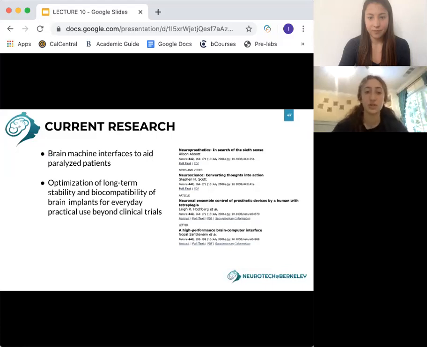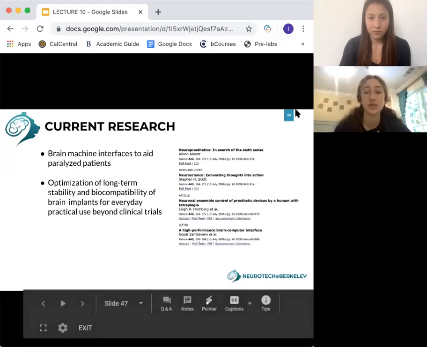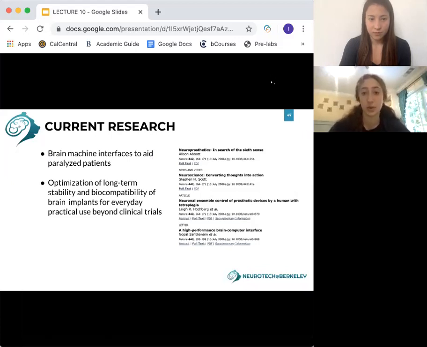And as for research, we covered a few of the techniques here like DBS, TMS, tDCS, optogenetics, but there's still so much more being done. And the brain-machine interfaces work with paralyzed patients, which is recovery of lost motor functions. And we're trying to optimize the long-term stability and biocompatibility of brain implants, which is a big obstacle that the neurotech field faces in medicine, as we need to make sure that all of these devices are biocompatible. And on the right here, we've listed some research projects that are being done.